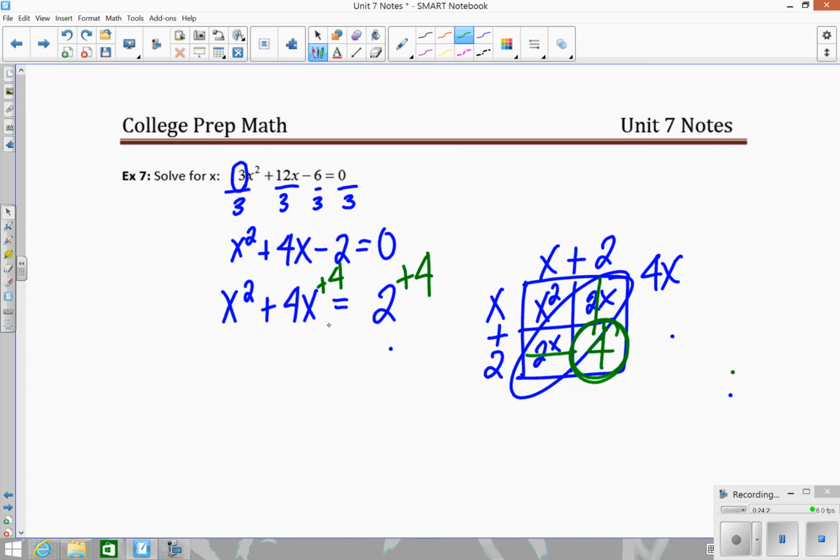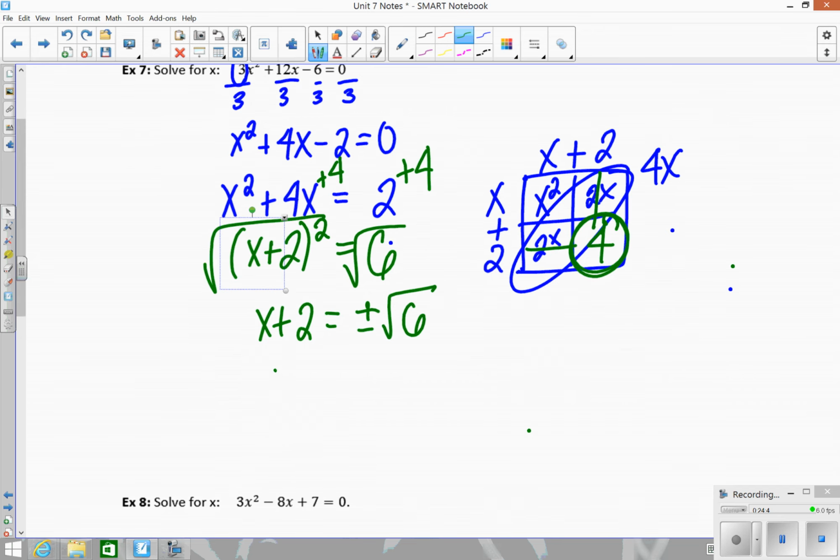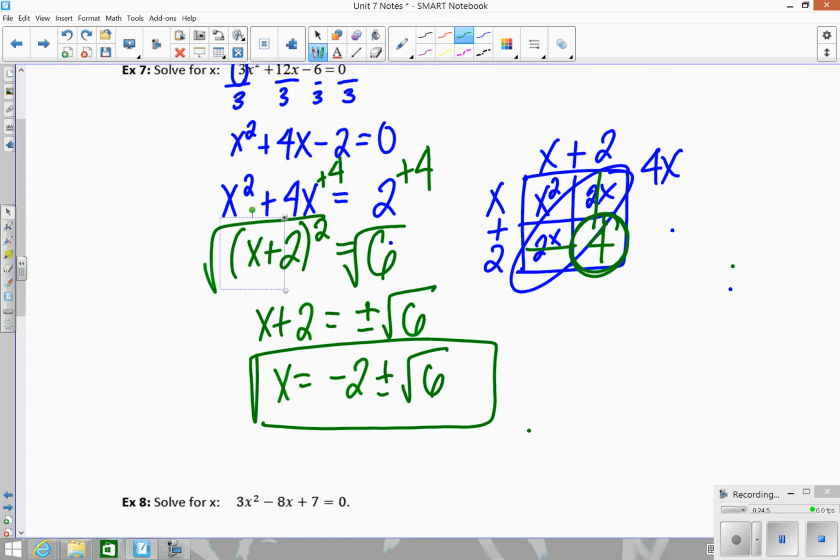So now this is a perfect square trinomial with factors of x plus 2 and x plus 2. And over here I have 6. So now I square root both sides. I get x plus 2 equals plus or minus the square root of 6. That isn't going to simplify, so I'm going to leave it like that. And all I need to do now is just bring over the positive 2. So it's going to become minus 2 when I bring it over, and plus or minus the square root of 6.